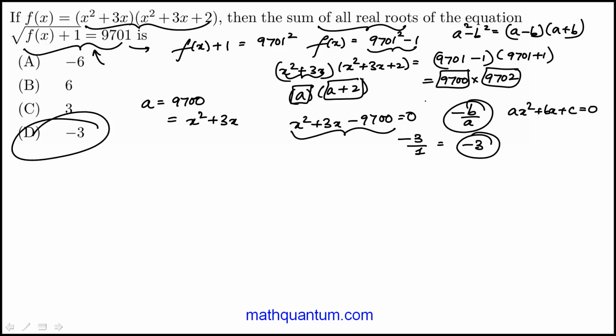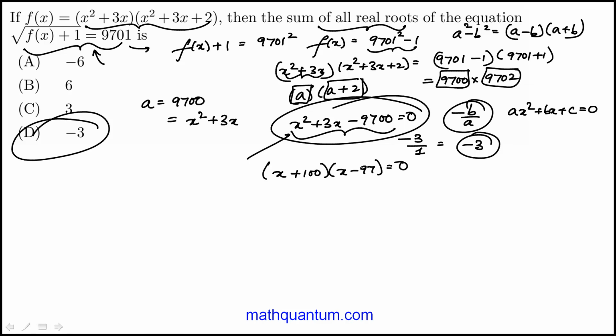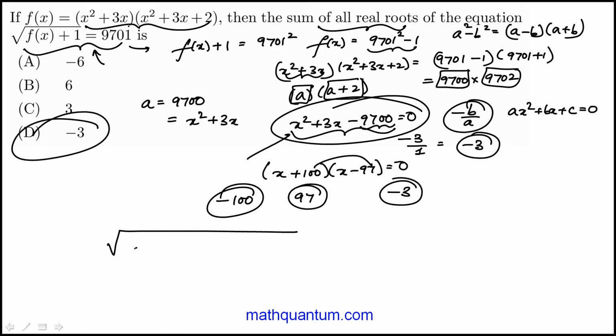But just a couple other things to be careful. Some of the students might try to solve this, and you will see that this will just factor to x plus 100, x minus 97, because you'll see that will give you minus 9700. So the two roots are minus 100 and 97, and indeed they do add up to minus 3. But we also want to make sure that if we were to plug it back into the original radical, this doesn't give me any extraneous solutions.